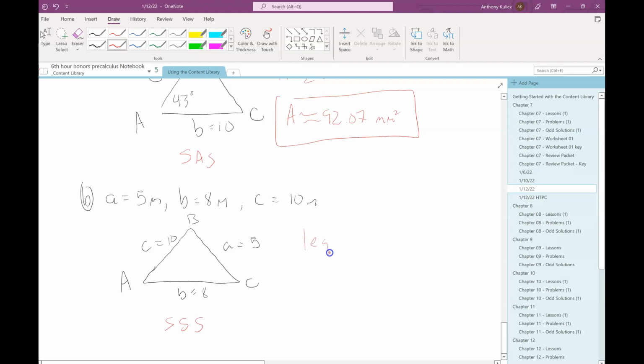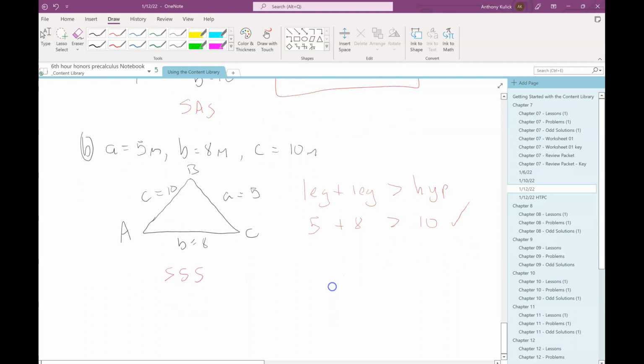Is Mr. Kulik a sneaky jerk and would give you something that is not a triangle? Well, you better be prepared that I could do that. Again, I'm just sneaky if I tell you I might do it later. Not a jerk, right?